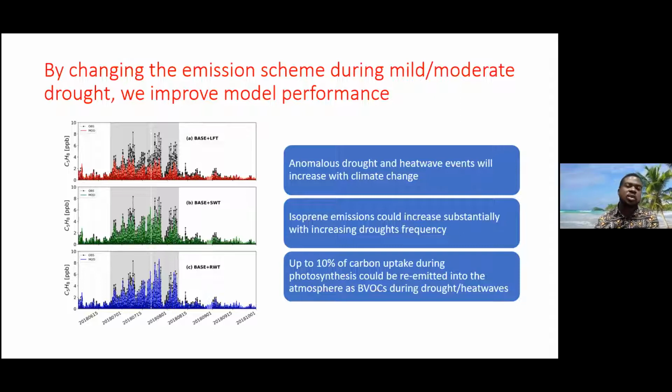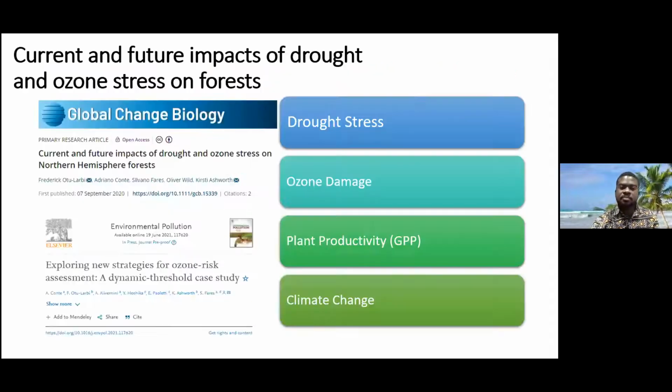And so if you think about all the efforts being put into planting trees so that they can photosynthesize and take out carbon dioxide, there's a possibility that in the event of droughts and heat waves becoming more and more frequent, a sizable proportion of that carbon that's taken up during photosynthesis could be re-emitted back into the atmosphere as BVOCs. And so it's important to look at it.